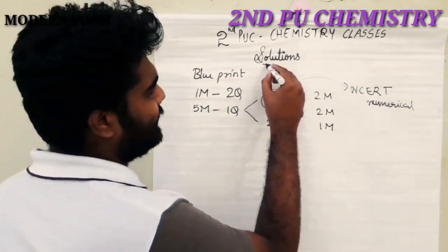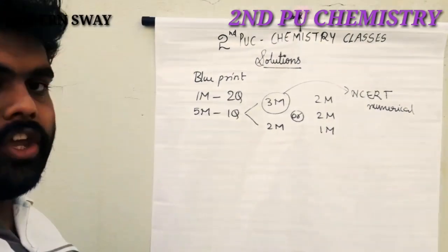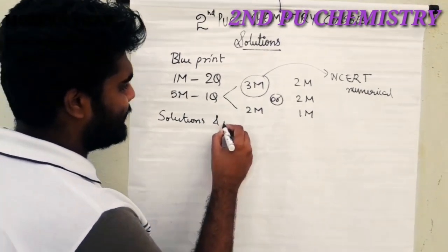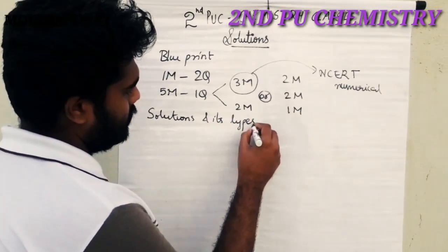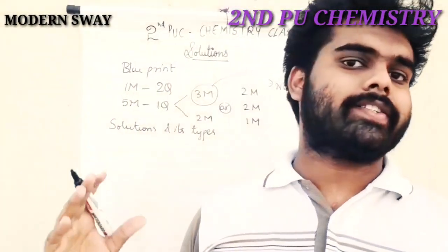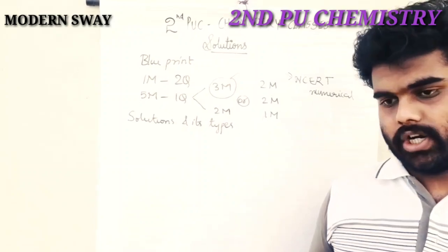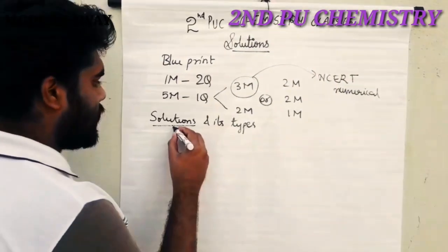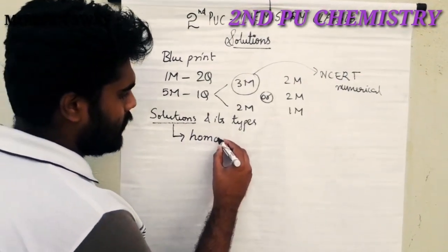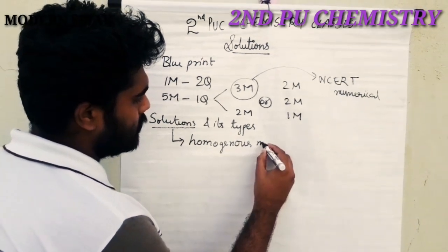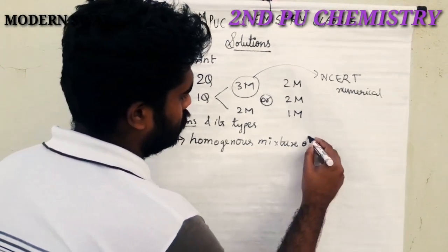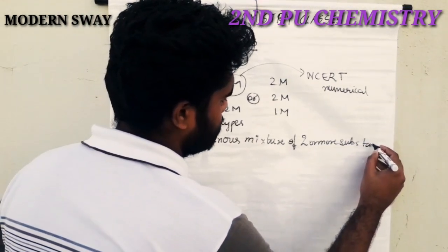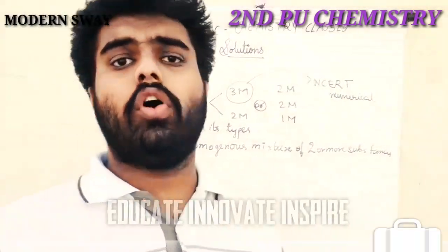Now coming to the introduction for solutions. In this video we shall study about solutions, their definitions and types. So what is basically a solution? The definition of solution goes like this. A solution is a homogeneous mixture of 2 or more substances. It's a homogeneous mixture of 2 or more substances.